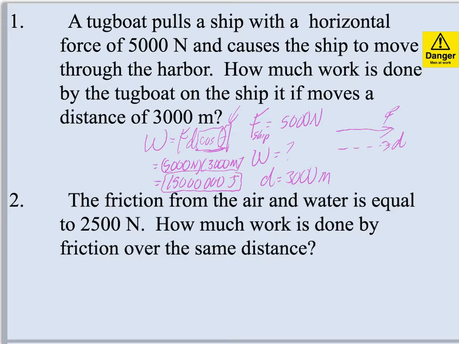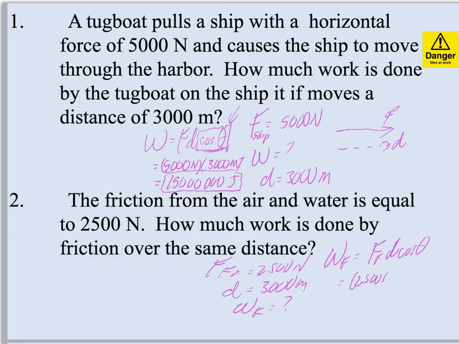The friction force from the air and the water is equal to 2,500. How much work is done by friction over the same distance? Well, remember now, if the force of friction is 2,500, and it's the same distance of 3,000, then the work done by friction is going to be the force of friction times the distance times cosine theta. So the force of friction is 2,500. The distance is 3,000 meters. And that would be cosine of what? Well, it would be cosine of 180 degrees.